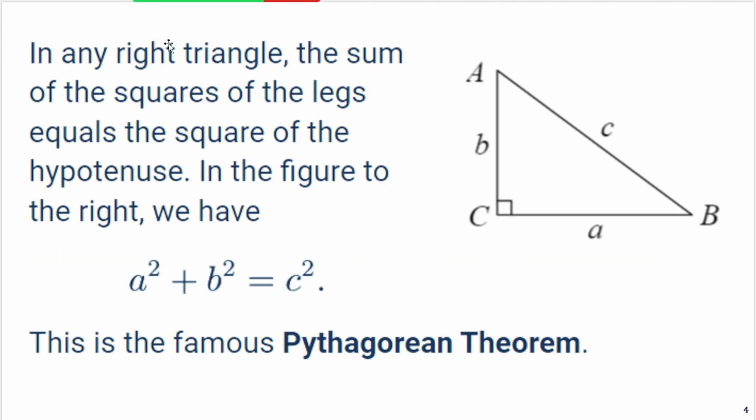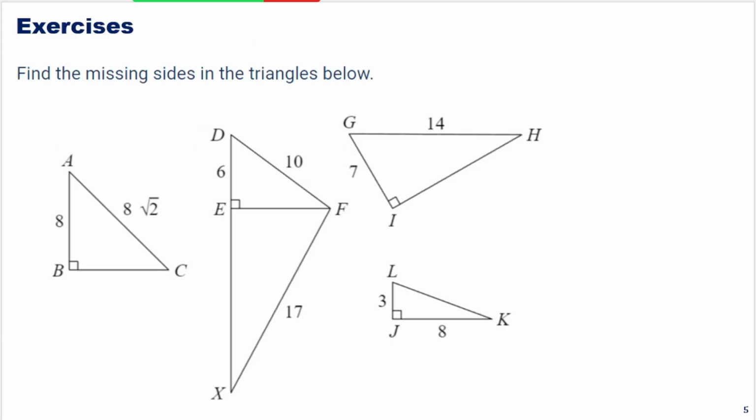Alright, so in summary, in any right triangle, the sum of the squares of the legs equals the square of the hypotenuse. For example, in the figure to the right, we always have A squared plus B squared equals C squared. This is the famous Pythagorean theorem. Okay, now let's have a look at some exercises. For each of the figures here, can you find the missing sides in the triangles below? Again, I'll give you 1 minute to think about this question, and we'll have a look at the solution together.